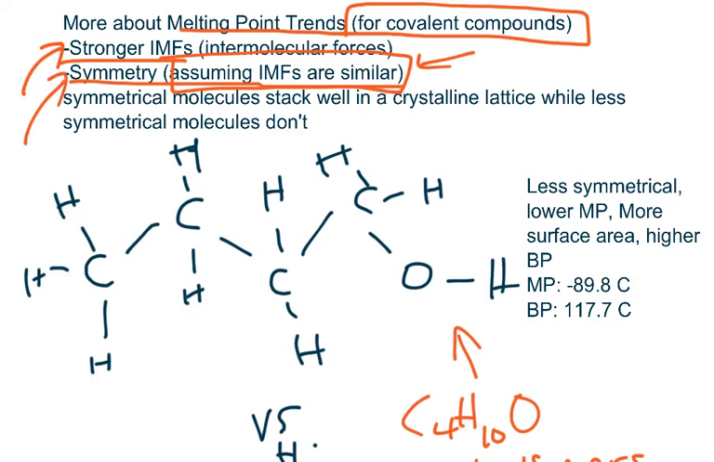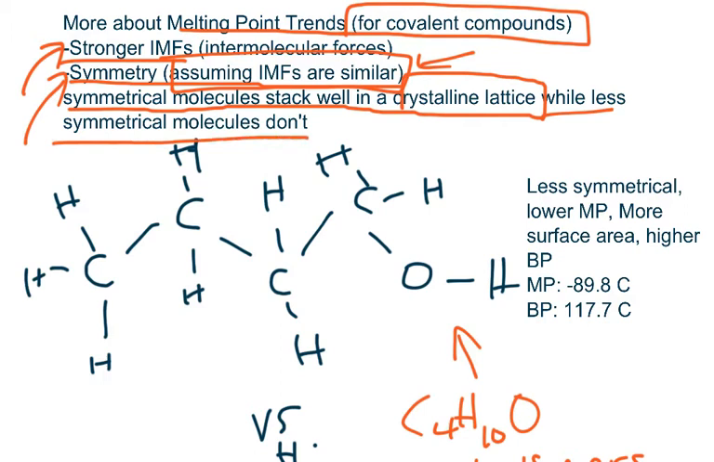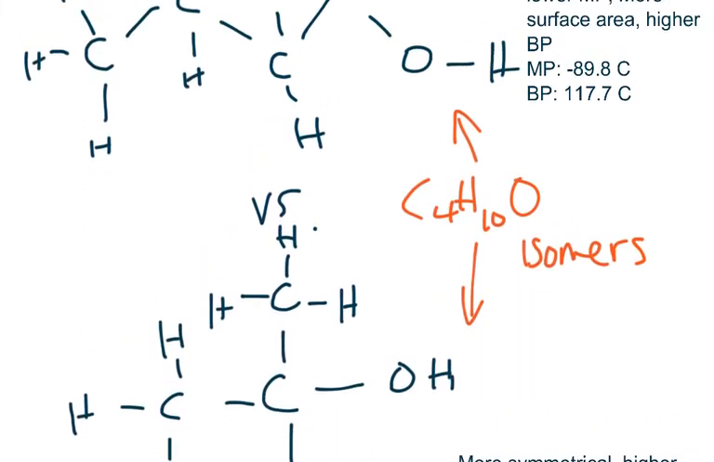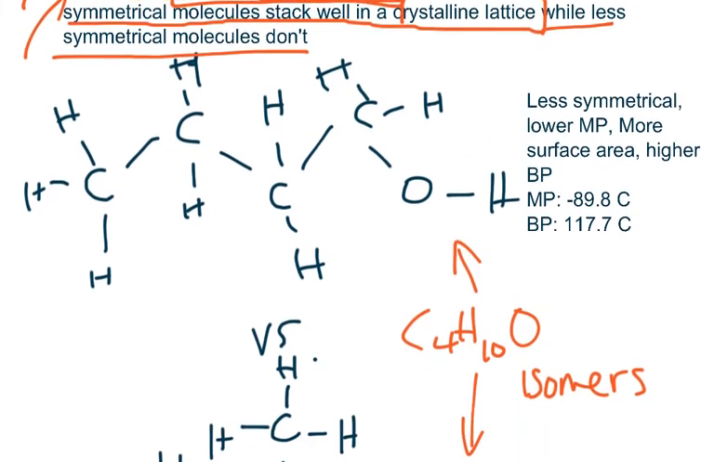And the reason why symmetry matters is because symmetrical molecules stack well into a crystalline lattice, while less symmetrical molecules don't. And if you're stacked more well in a crystalline lattice, you will have more order and thus more powerful bond strength. Now, let's talk about two compounds and let's compare their melting points.